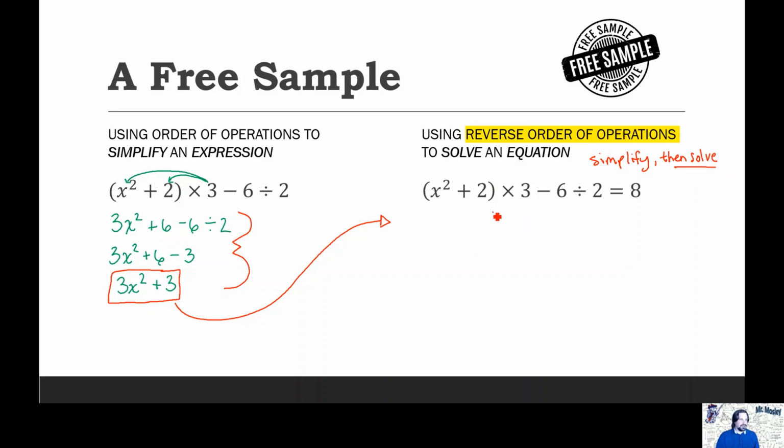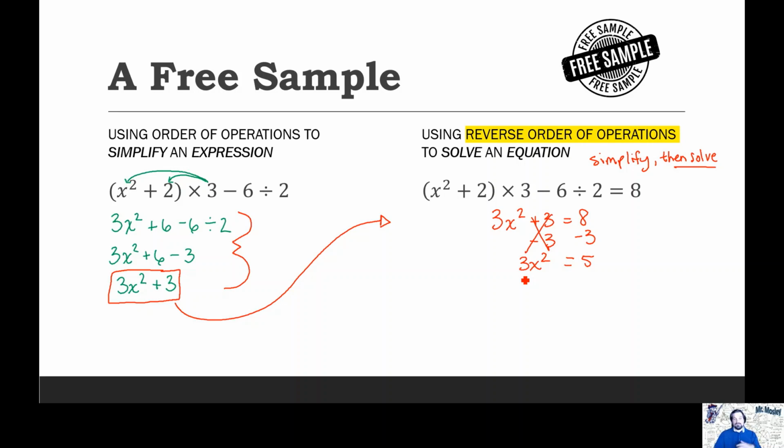So we'll start here now. We've already simplified, so we know it's 3x squared plus 3 equals 8. We subtract 3 from each side, because in reverse order, we have addition or subtraction. So I have to subtract the 3. The plus 3 minus 3 is 0. 8 minus 3 is 5. So we have 3x squared equals 5.